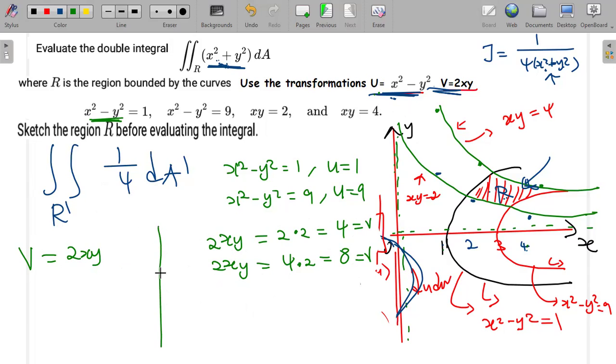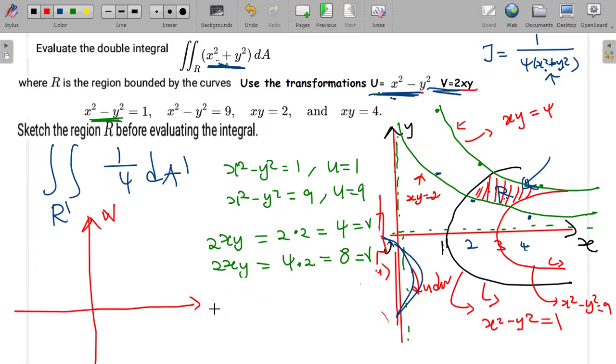So in the UV plane, U is always on the horizontal axis, and then the V there. In the UV plane, it means I have these 4 straight lines that describe my region. You see that it will be a very simple region. So let me write it here. This is my V, and this is my U. My U is from 1 to 9. So 1 can be somewhere there. This is my 1.